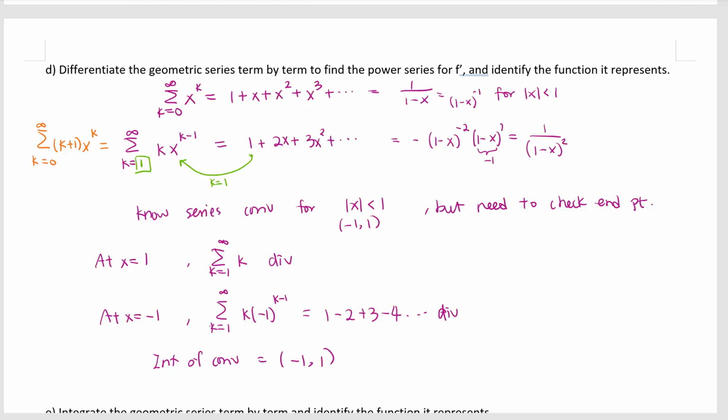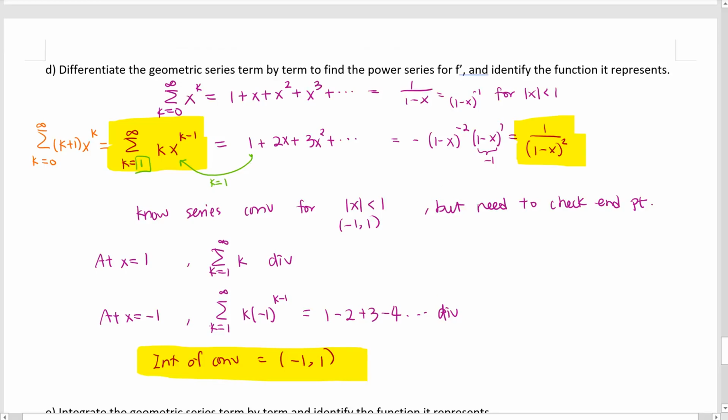So, let me emphasize. This is the series. This is the function it converges to. And this is the interval of convergence. So far, so good, everybody? Always keep in mind that when you figure out the interval of convergence, you can use the properties of power series, and you can also use the ratio test. Ratio tests always work.